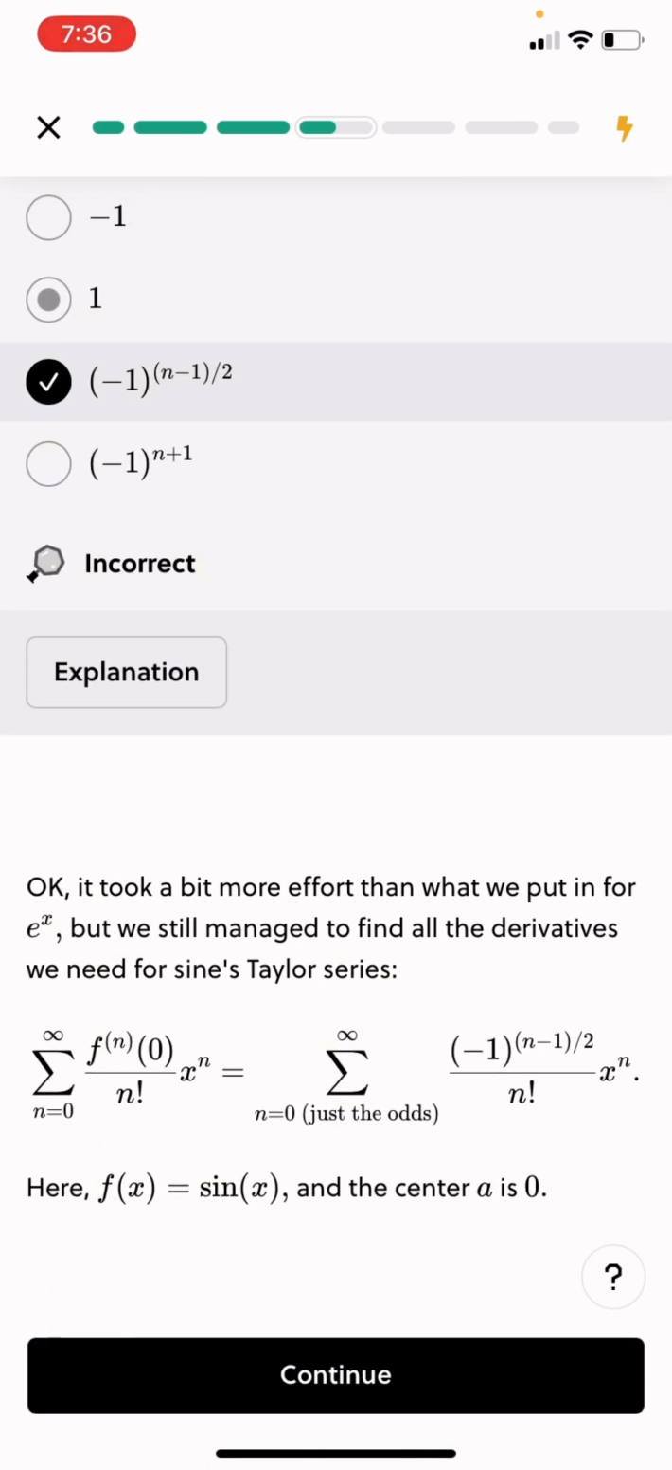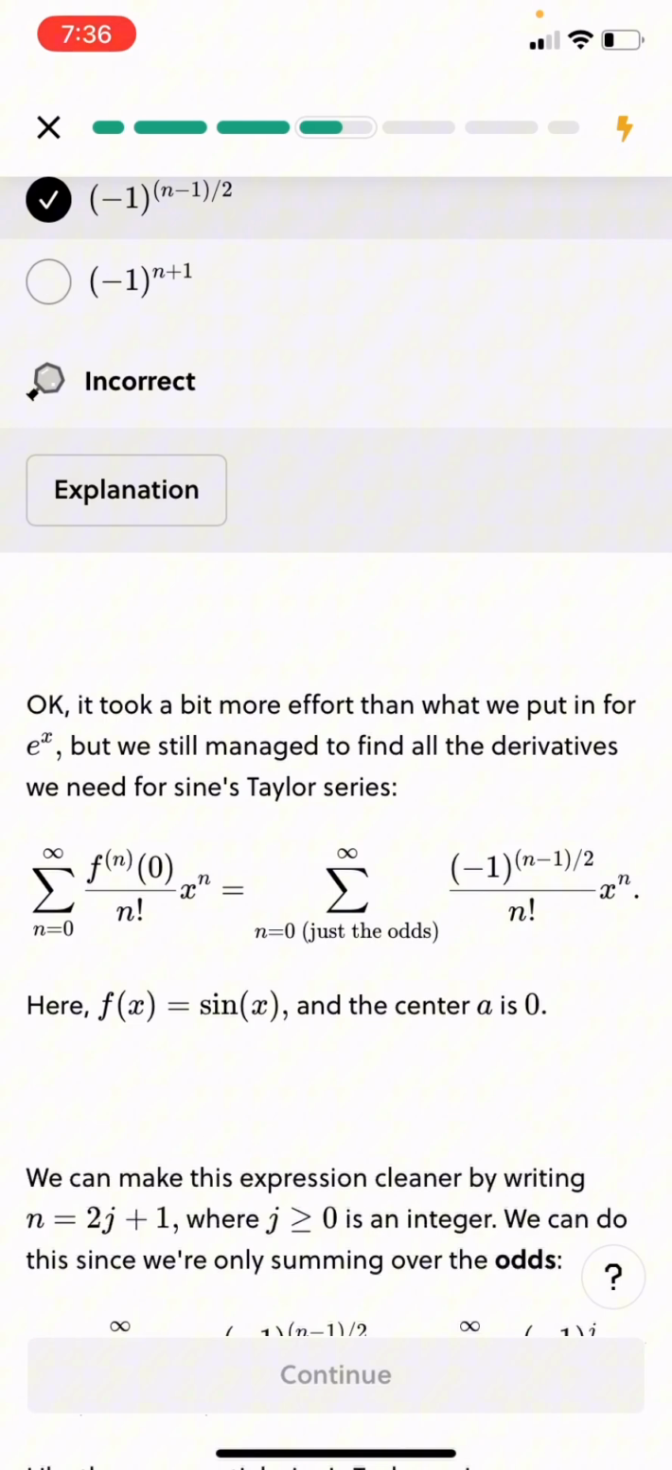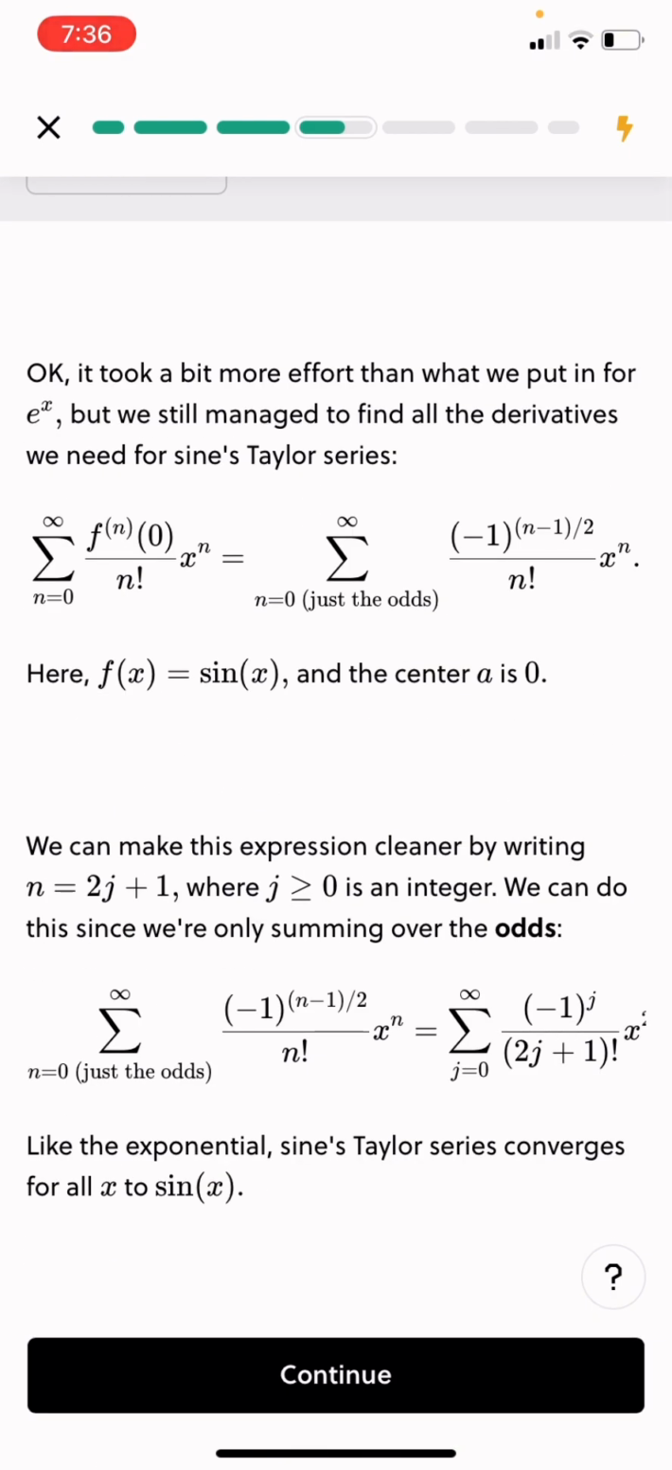Here f(x) equals sin x, at the center a is 0. We can make this expression cleaner by writing n equals 2j plus 1, where j is greater than or equal to 0, is an integer. We can do this since we're only summing over the odds. So this would just be considered the odds to make it simpler, but it seems like it's either 1 or -1. So we have an equation, and it just will receive 1 or -1.